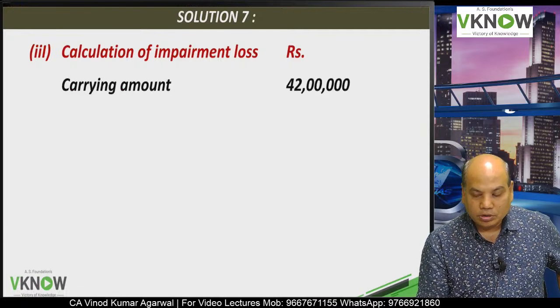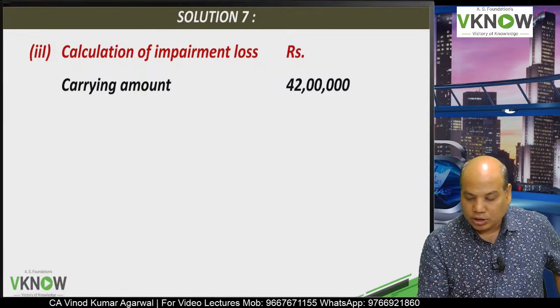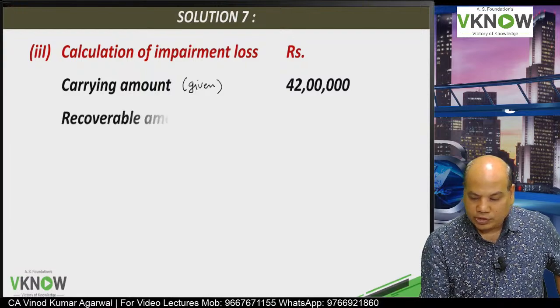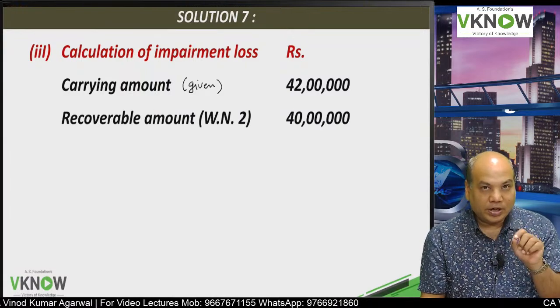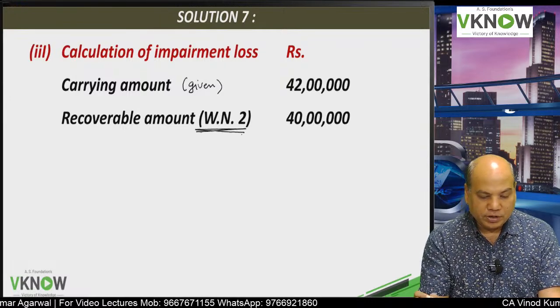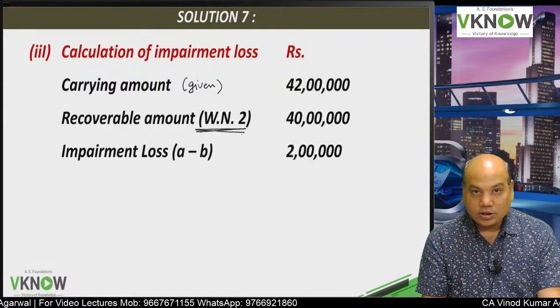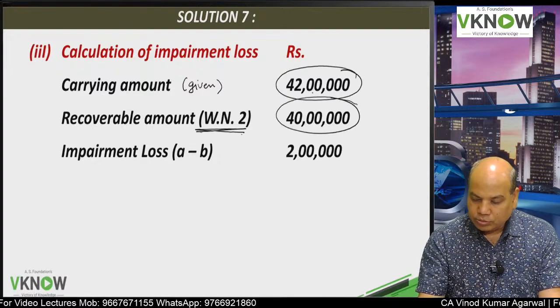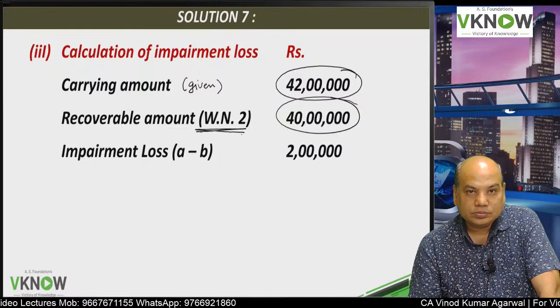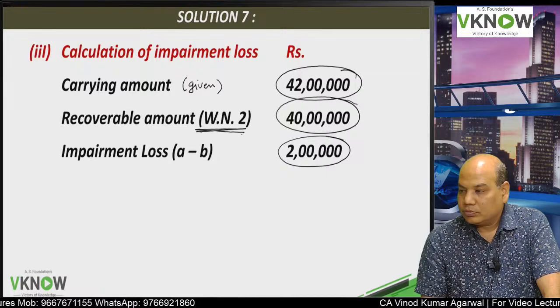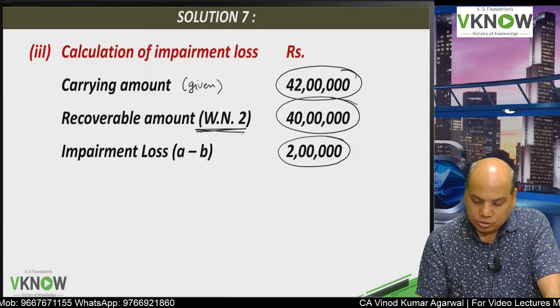Carrying amount is 42 lakh, this is given. Write given. Carrying amount is given 42 lakh and recoverable amount as per working note 2, previous working note, 40 lakh. Carrying amount is more than recoverable amount. Therefore, impairment loss is 2 lakh.